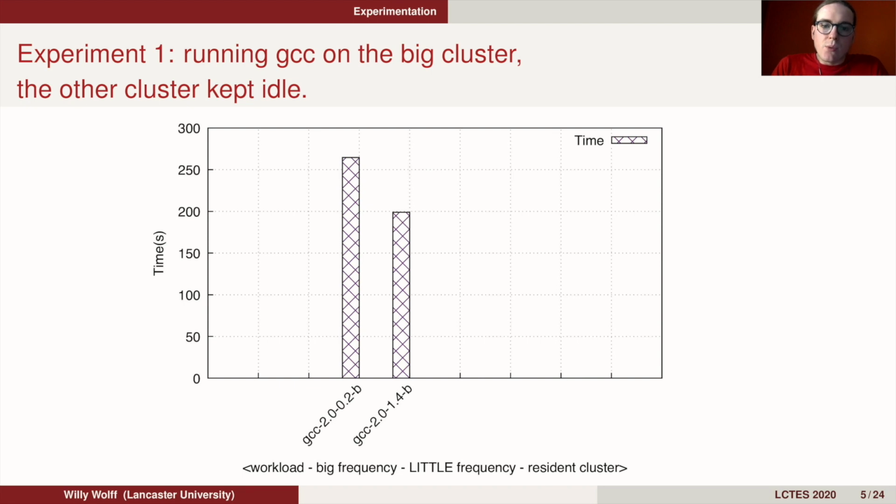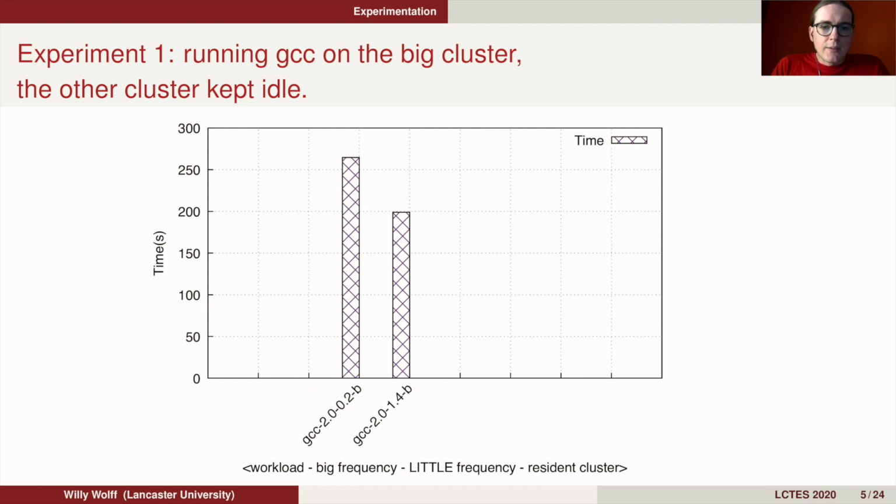Now, assuming we want to save energy and we set up the frequency of the little cluster, which is not used except for the OS services, the results are shown on the left bar. Curiously, we have a slowdown and GCC finishes 50 seconds later. That is surprising and is not really cool.